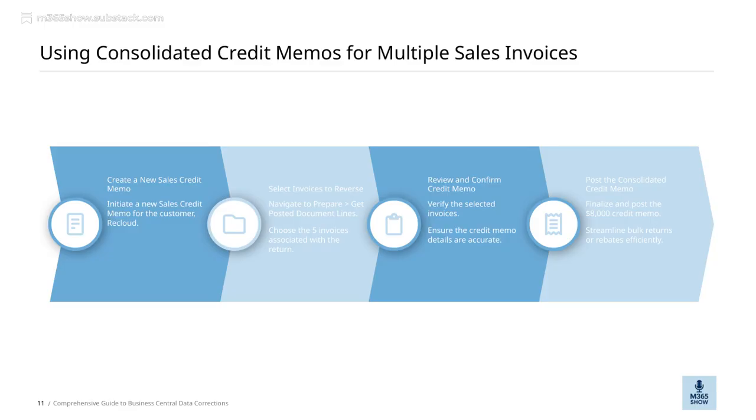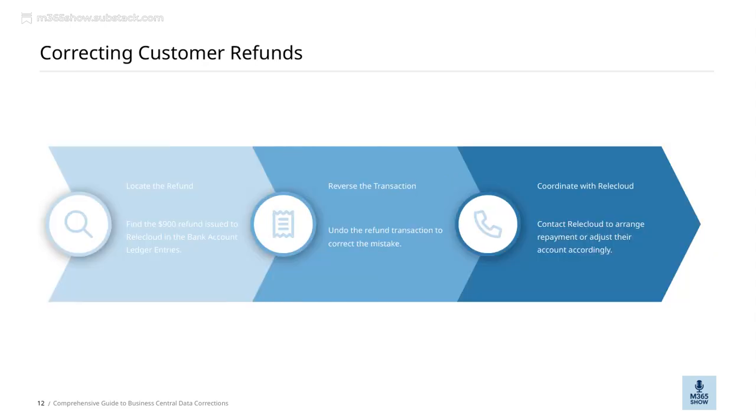Creating a new sales credit memo allows us to properly document the return process and keep our records clean and organized. This step ties everything together, making sure our data corrections are accurate and efficient, all while supporting our overall business management strategy. All right, now let's talk about how to correct customer refunds.